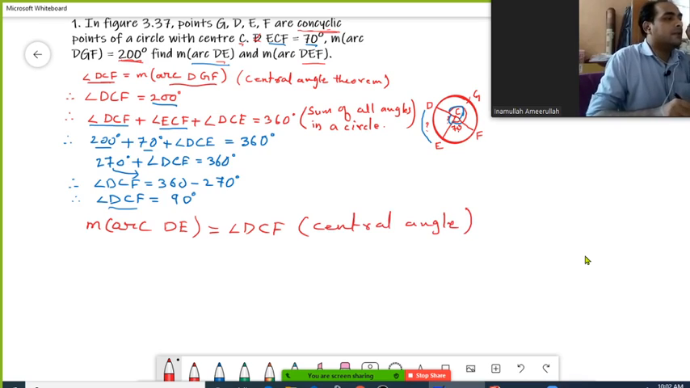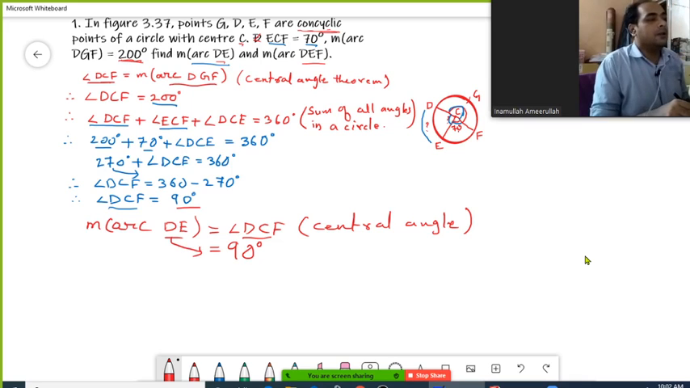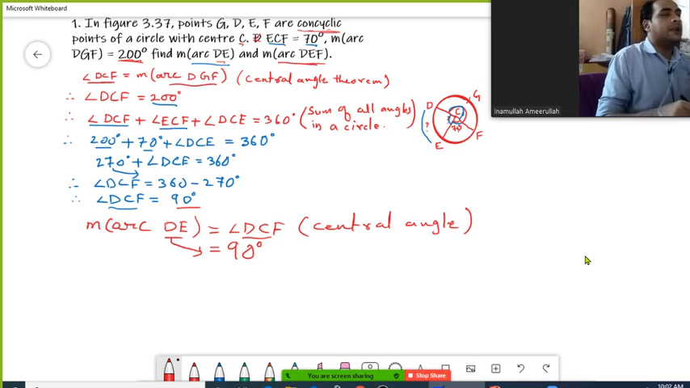So therefore, this DE will become the same as DCF, which is 90 degree. So here you can write 90 degree. So major arc DE is of 90 degree. Now we need major arc EF. So major arc DEF actually starts from D to F, which is the sum of DE and EF. So you need to add both the arcs.